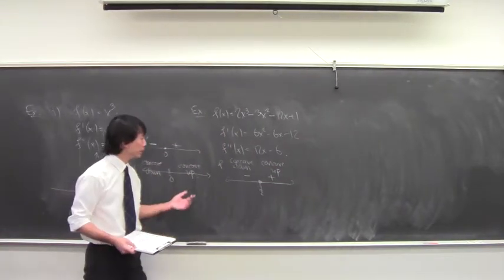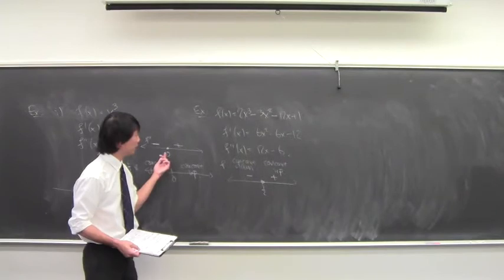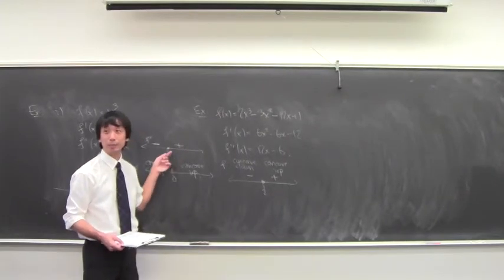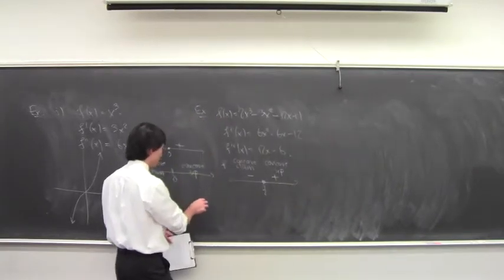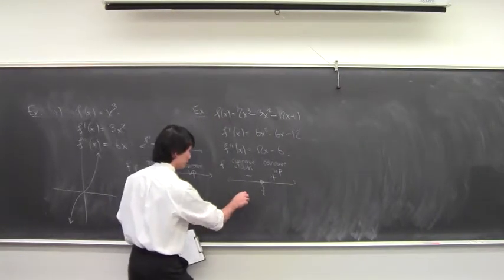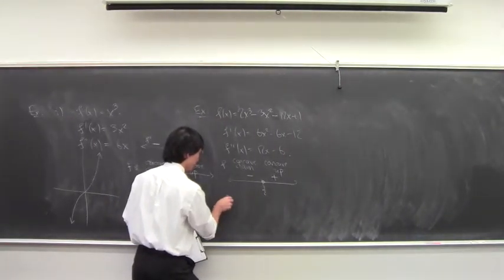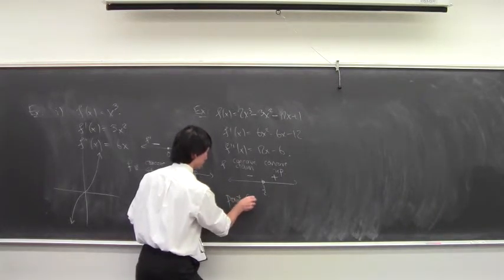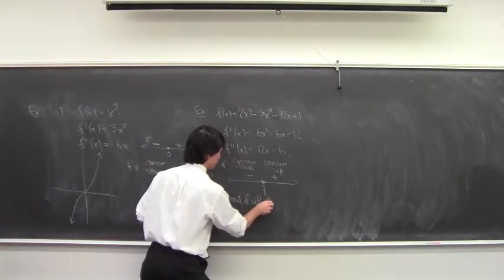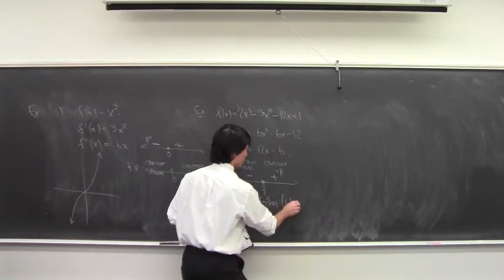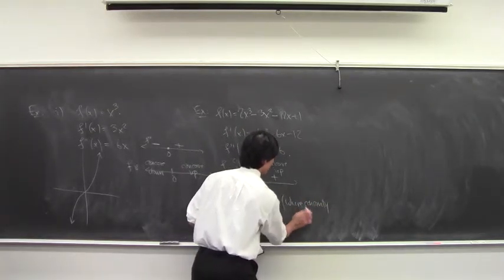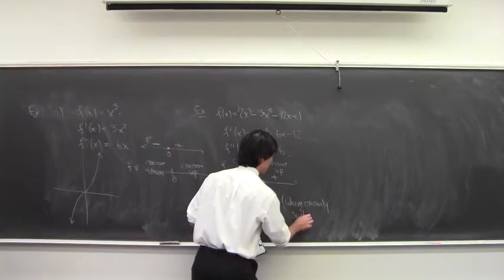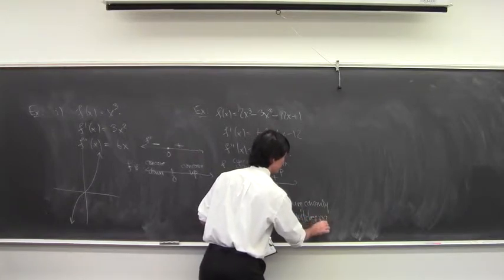So there, just as in the previous one, there's this point where the concavity switches from one to the other. These sorts of points are called points of inflection, where the concavity switches sign.